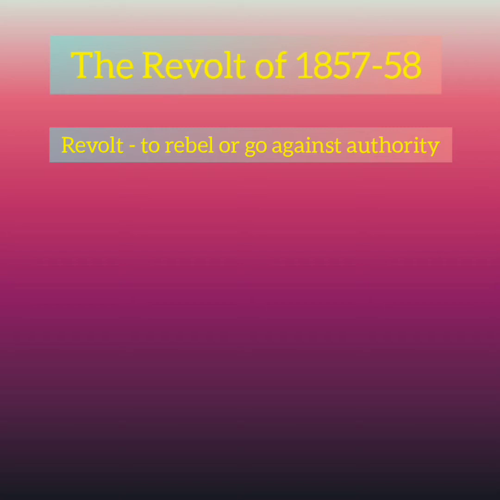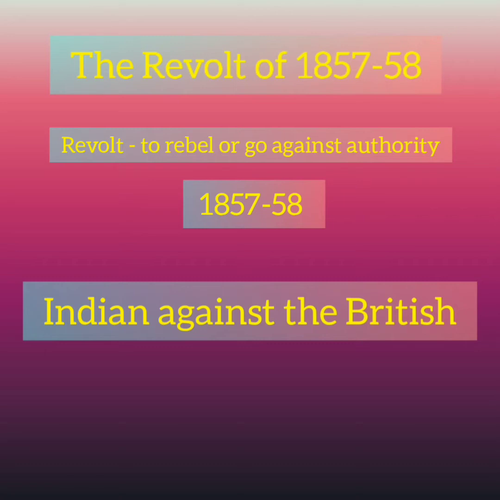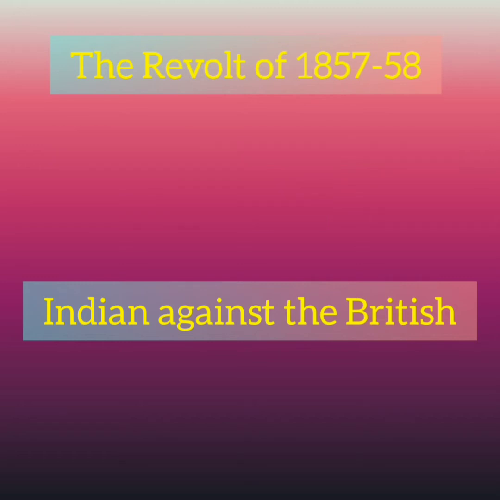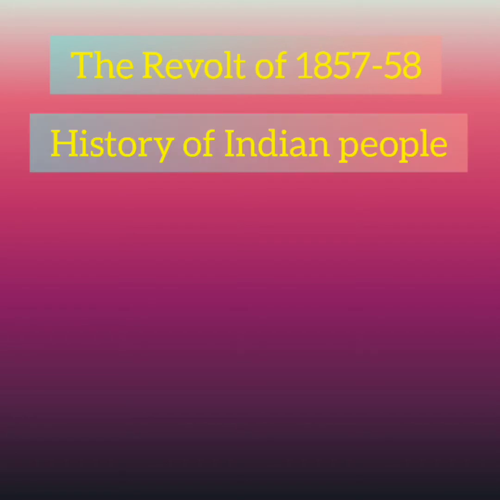So during 1857 to 58, revolt took place. So who against whom? Indian against the British. So in this chapter, we will come to know how Indians revolted against the British during the year 1857 to 58. This revolt of 1857 is the most important chapter in the history of the Indian people, where Indians struggle for their freedom.